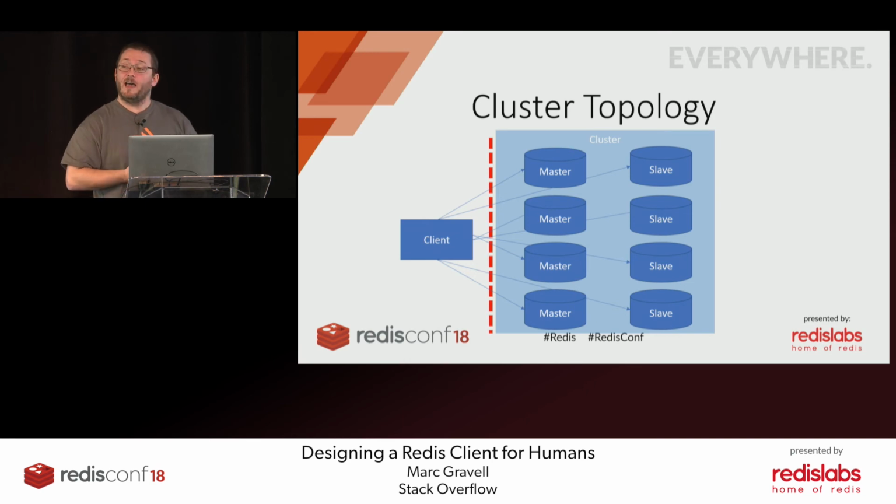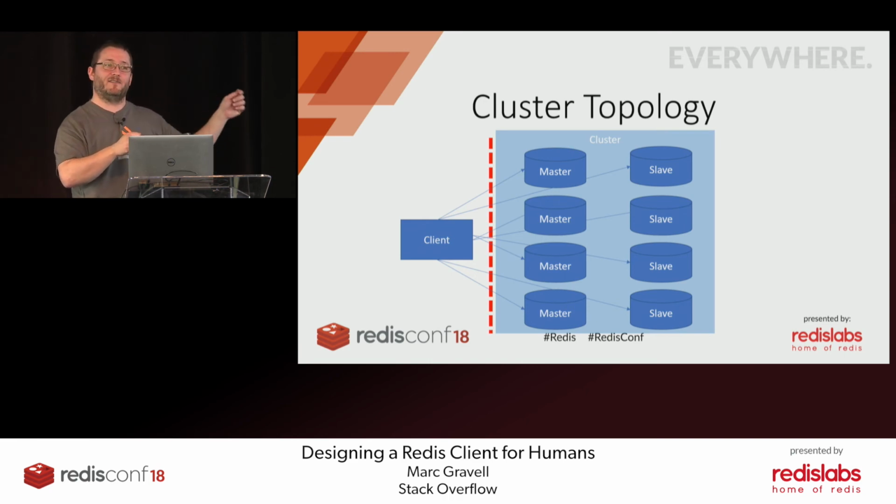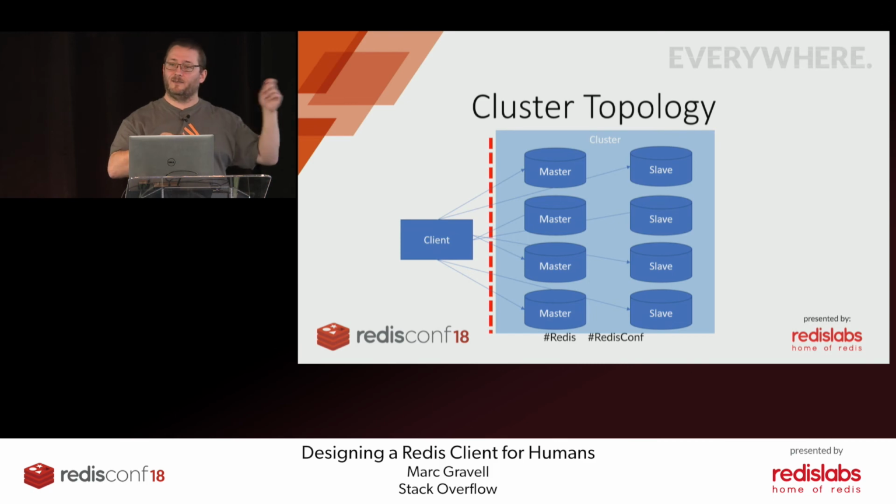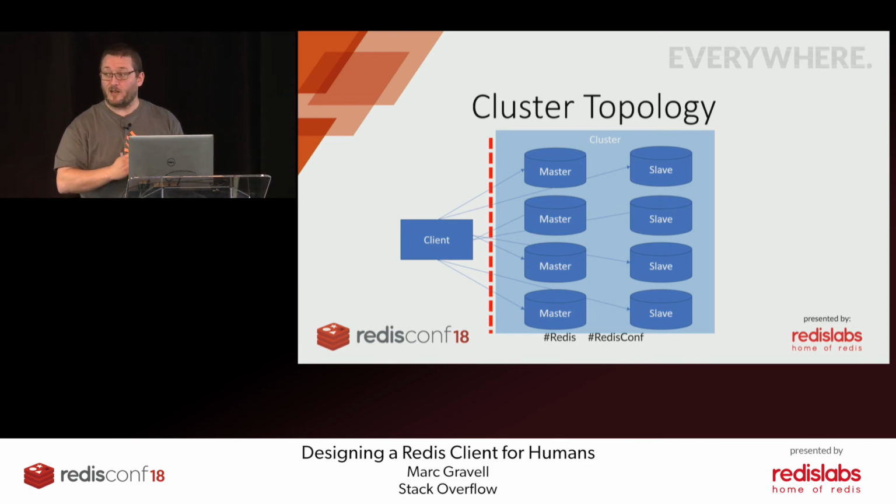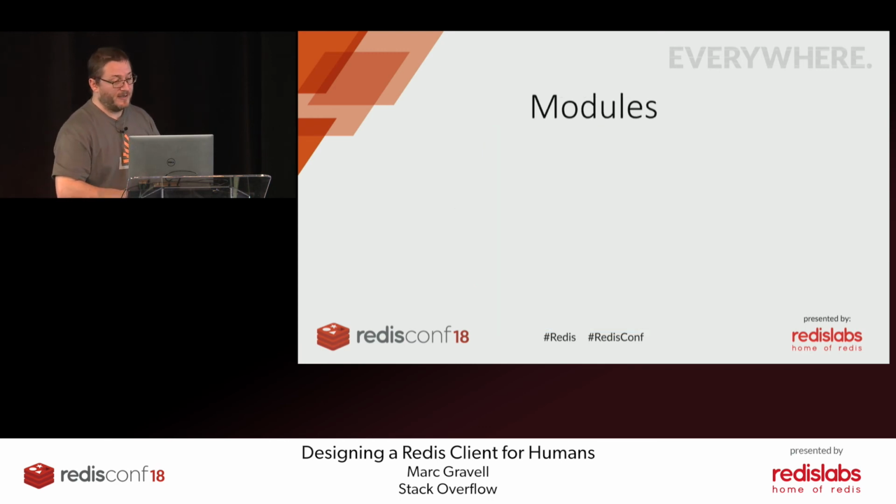keyspace notifications on cluster don't replicate. So normally on PubSub, you can connect to any node, and the messages replicate to all other nodes, so it doesn't matter where you connect, you just get it. Keyspace notifications only get sent from the node that's actually doing the keyspace change. So client libraries need to know about that as well and understand all those complex rules.